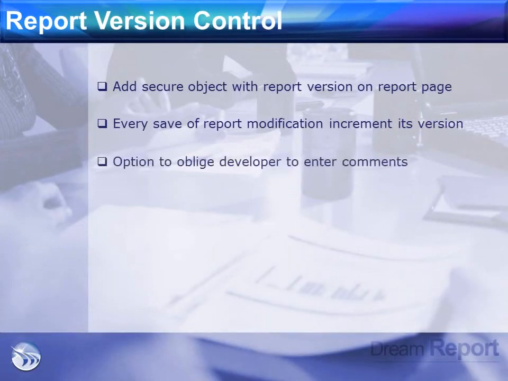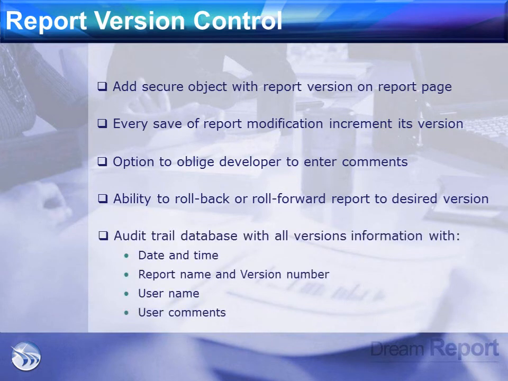Version control is a unique function in this class of software, therefore we would like to tell you more about it. A user can add an object to a report page and configure it to display the report version number. Also, there is an option to oblige users to enter comments before saving any changes. Like that, every modification will be saved as a new report version, and version control will create an audit trail table in a project database where it will log username, date and time, report name, what was changed and in which version.